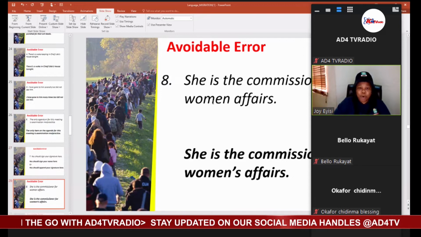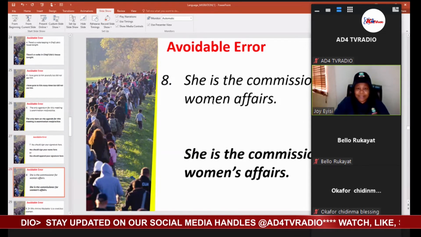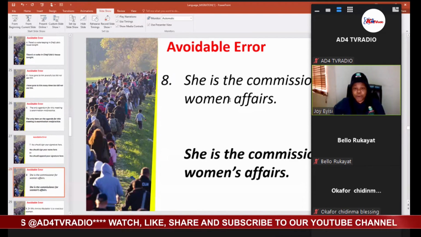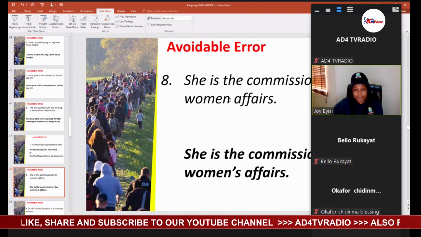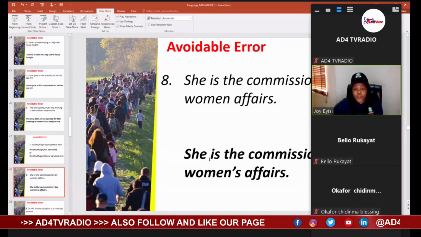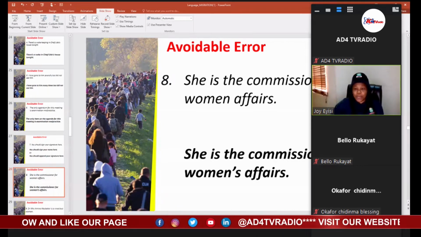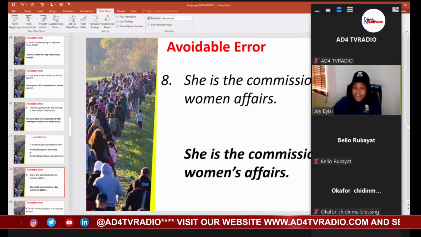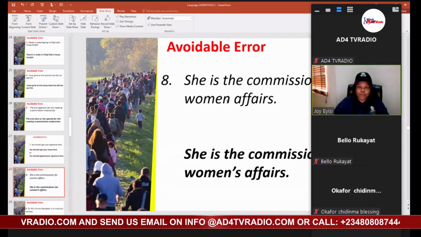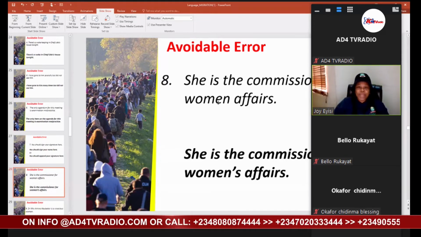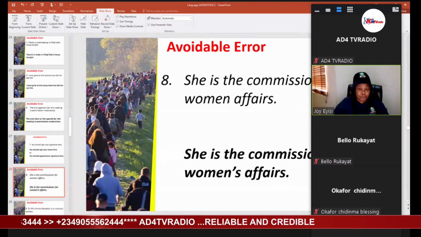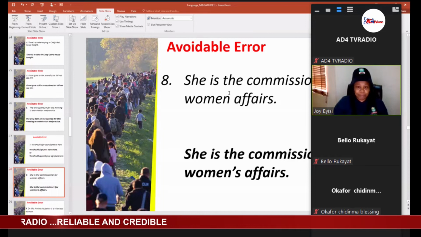Chief Commissioner for Women Affairs. This sentence is erroneous because we have a glaring omission of the apostrophe S after women. That apostrophe is mandatory. You must not omit it. The right thing to say should be, she is the Commissioner for Women's Affairs. Here in Abuja, when you are passing through the Ministry of Women's Affairs, what you will see is Ministry of Women Affairs with the omission of that mandatory apostrophe. We must not imitate that.